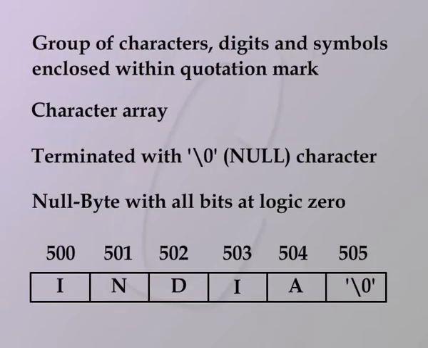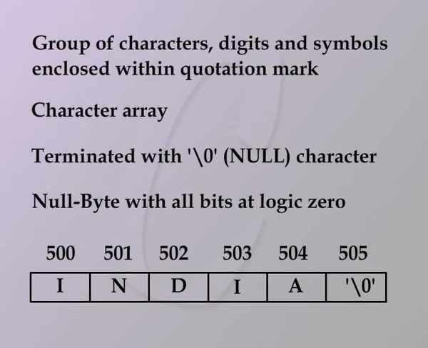So this is how a string is mapped in memory. Here I have the string India. If you see, at the end after A, there is a null character. Though India actually has only 5 characters, it is not sufficient to have just 5 bytes depicting it. We have to have an extra byte to depict the end of the string.